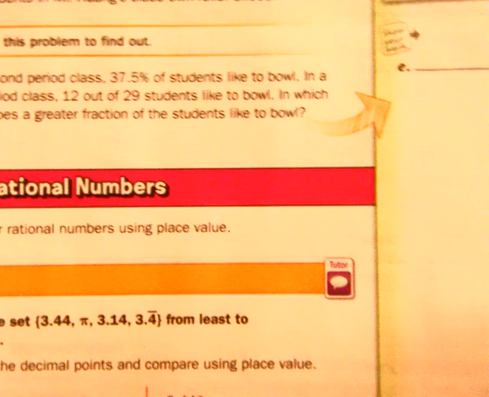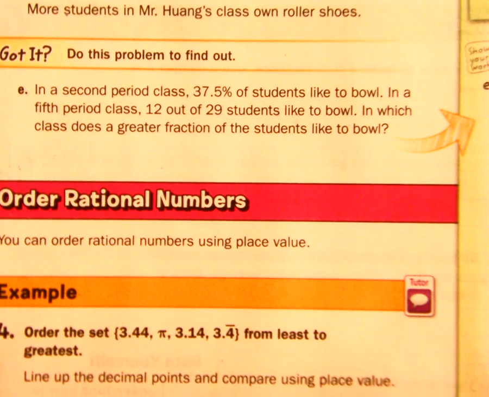Okay, if we flip over to the next page, example E. In a second period class, 37.5% of students like to bowl. In a fifth period class, 12 out of 29 students like to bowl. In which class does a greater fraction of students like to bowl? So now we're comparing 37.5% to 12 out of 29 students.